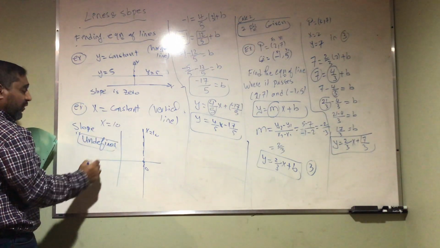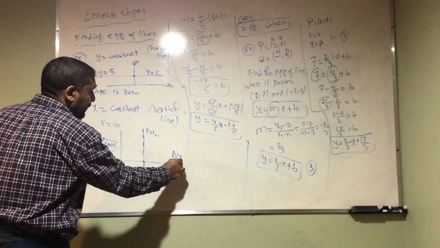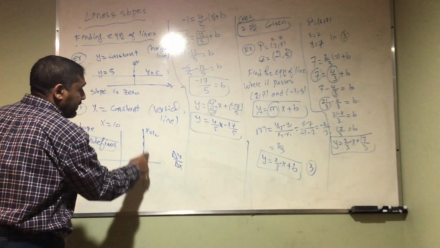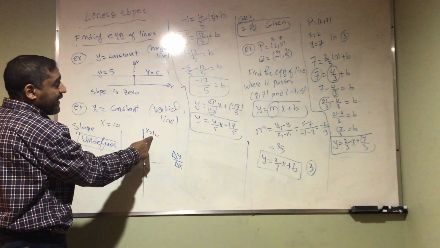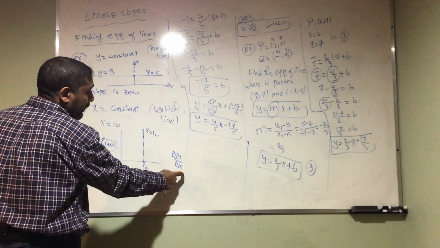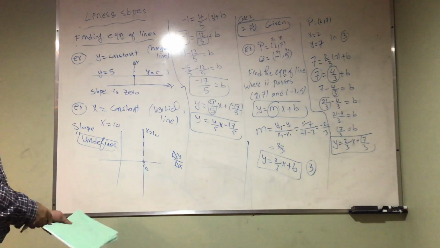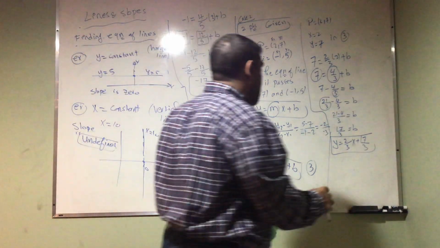Undefined. Why? Because the slope is the change in y divided by the change in x. X here does not change, which means x is always fixed at 10. So 10 minus 10, you get 0 in the denominator. You get a number divided by 0, which is what we call undefined. You follow, guys?